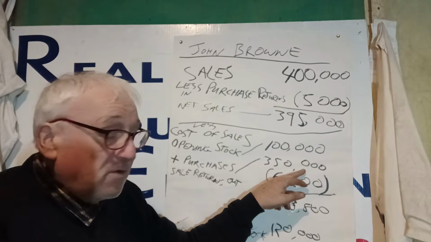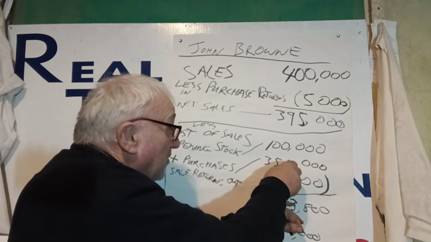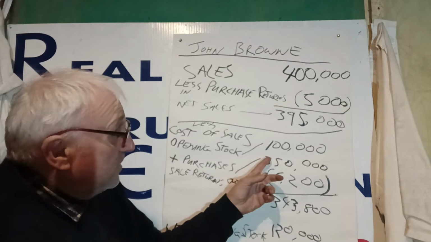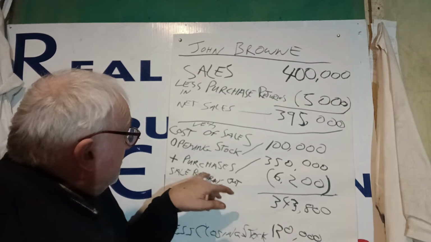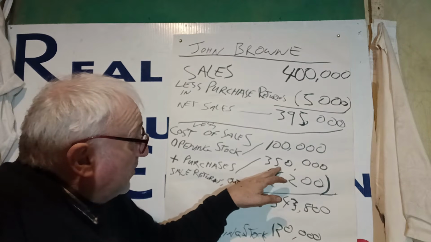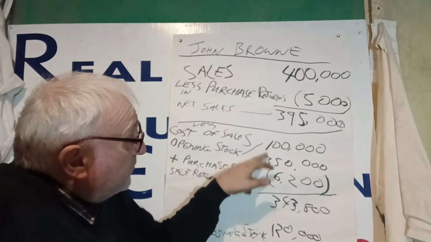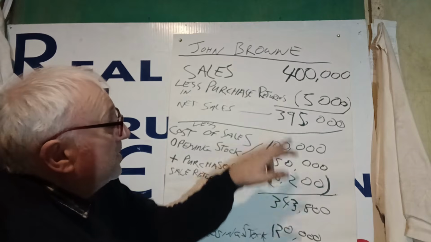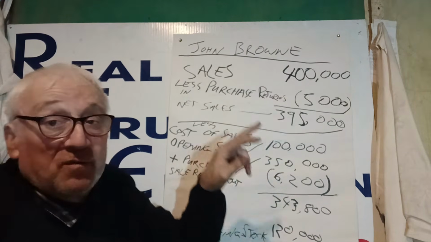And if you're a farmer, you'll be going out to the mart and you'll be buying a couple of stirks, a couple of cattle, right? Doesn't matter. That's all a cost of sales. So the plus purchases is 350,000. Now you see here we already have 450,000 of cost of sales, and we only sold 400.